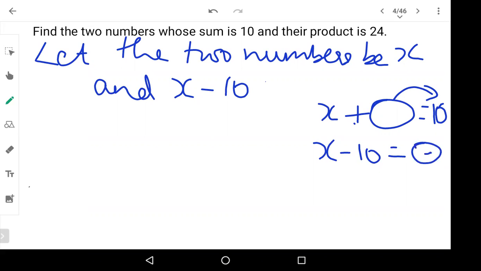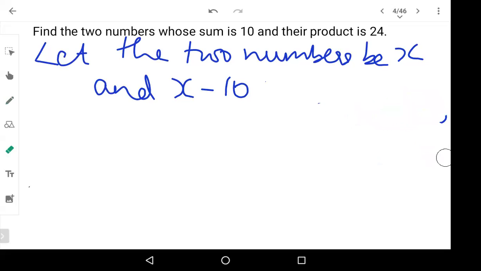So by using this method, I am coming to the conclusion that one of the numbers is going to be x and the other number is going to be x minus 10. Okay. Then the next step is, see the other information given. The product of these numbers is 24. So if one number is x and the other number is x minus 10, their product is given.